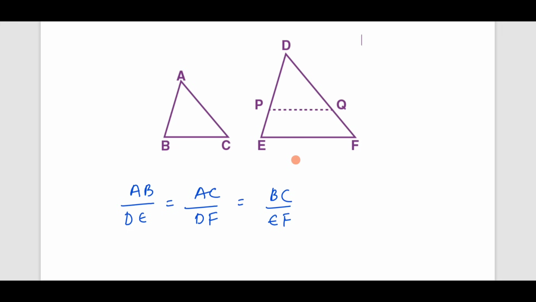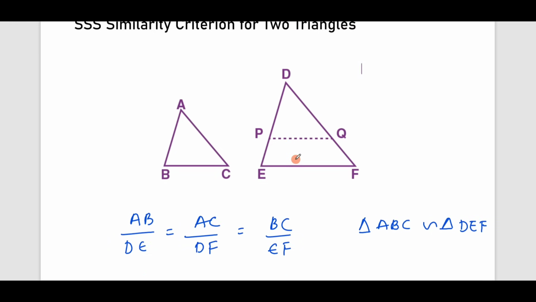It is similar to the AA criteria, where if the angles are equal, the sides will be in proportion. Here, if the sides are in proportion, the corresponding angles will be the same. That means the two triangles will be similar. Triangle ABC is similar to triangle DEF. Yes, corresponding sides are in the same proportion, so the triangles will be similar.